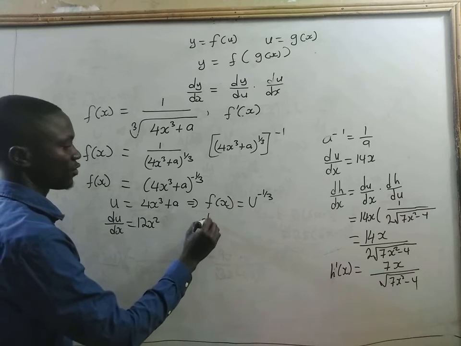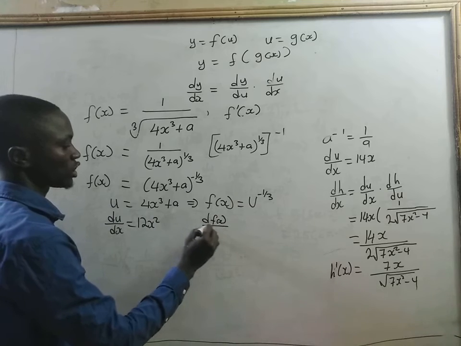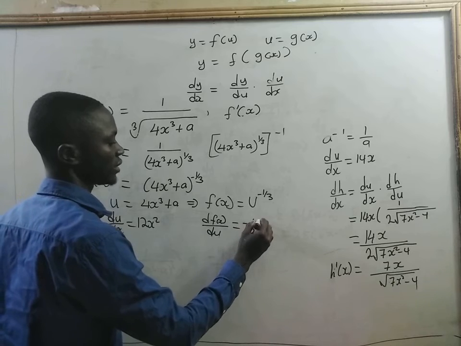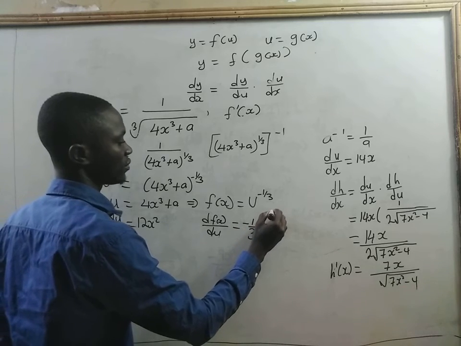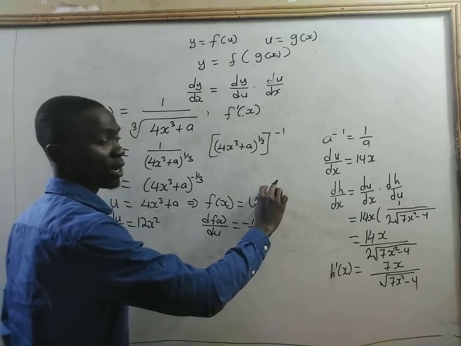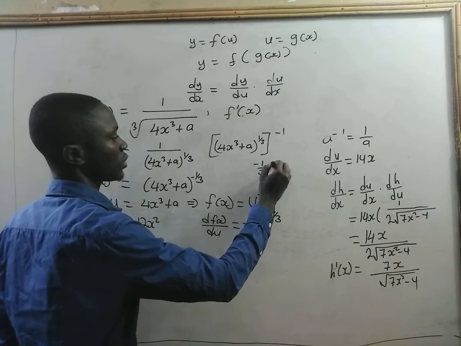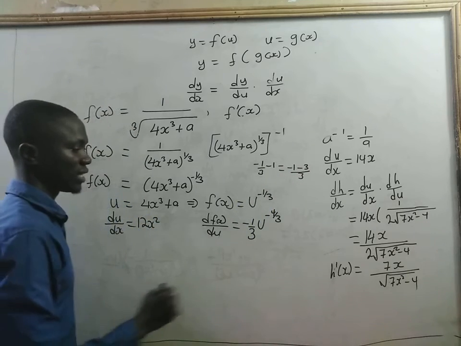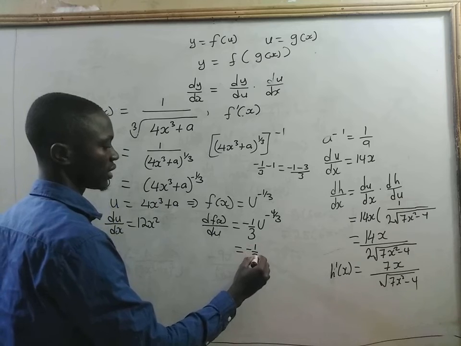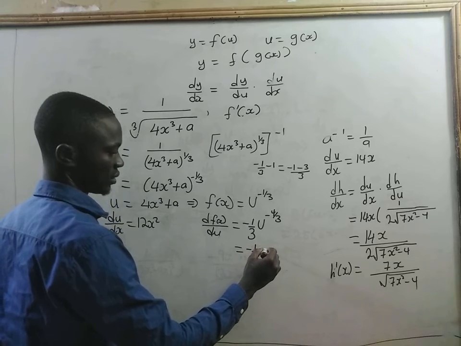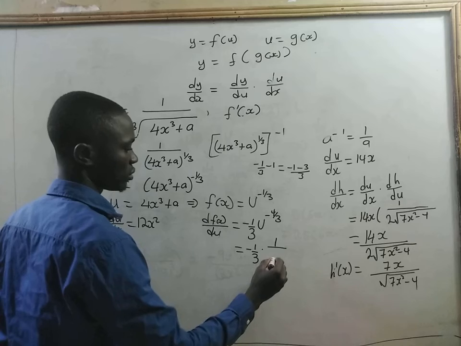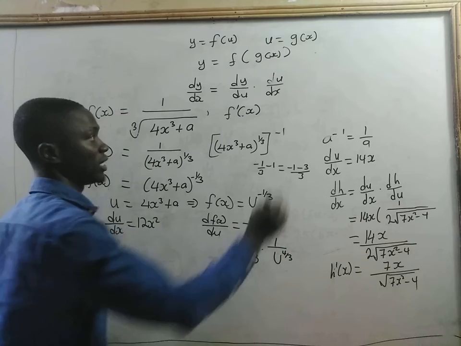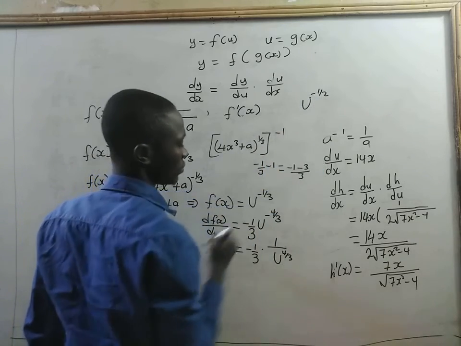Now, the derivative of f of x with respect to u is equal to negative 1 on 3 times u to the power negative 4 on 3. Take 1 from this, that is minus 1 on 3 minus 1, giving minus 1 minus 3 on 3. And that will give me this. So this is the same as negative 1 on 3 times 1 on u to the power 4 on 3.